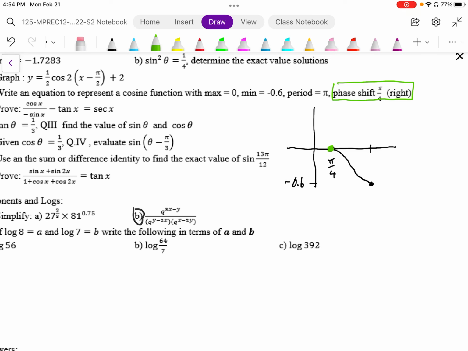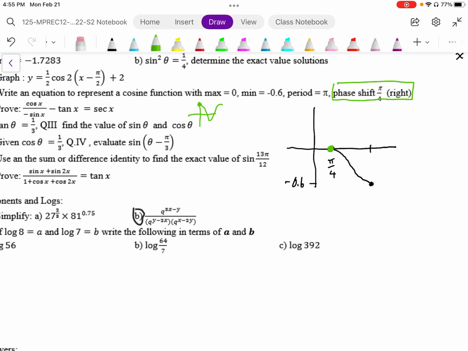So I've drawn my position at pi over 4 to the right, and I know that for a cosine function, because a cosine function starts like that, it starts at the max, so that represents the starting point, or where my phase shift should show up. So my phase shift shows up at the max at 0. Okay, so that's the first part I figured out.